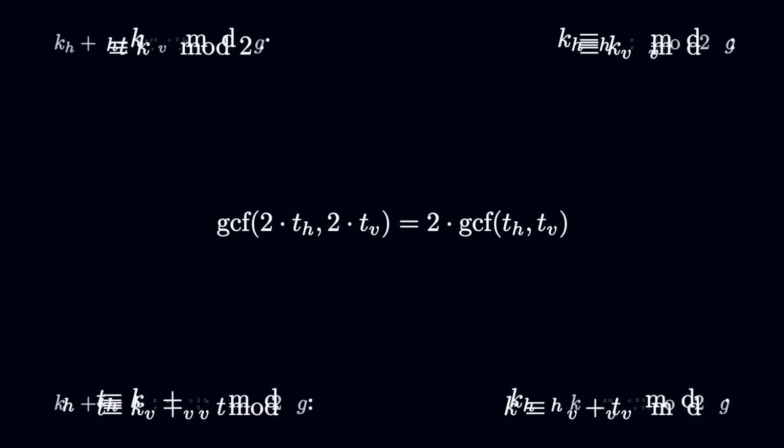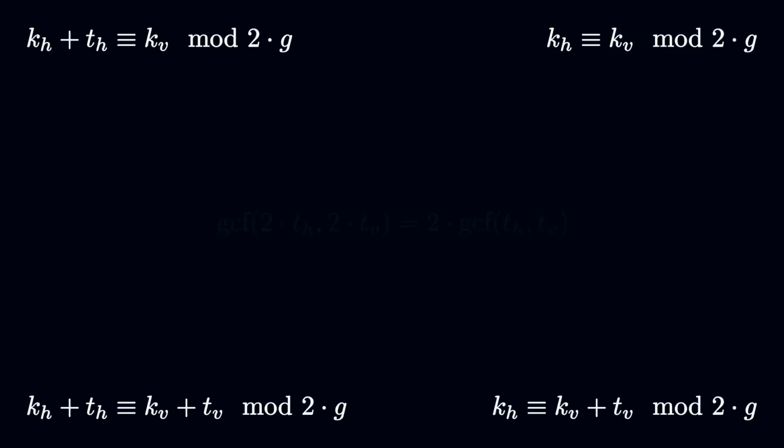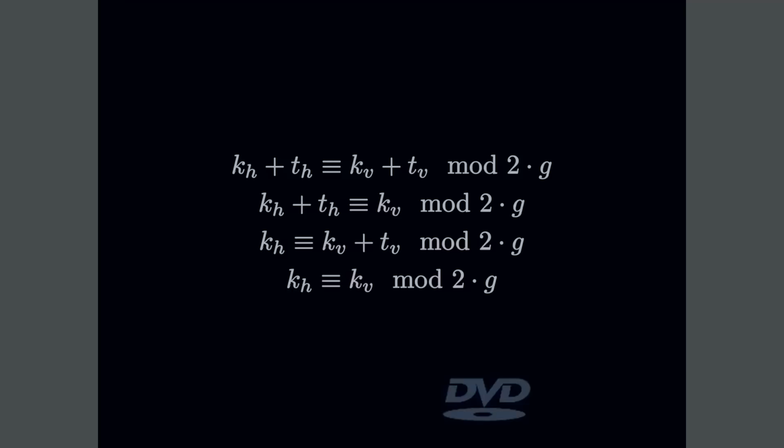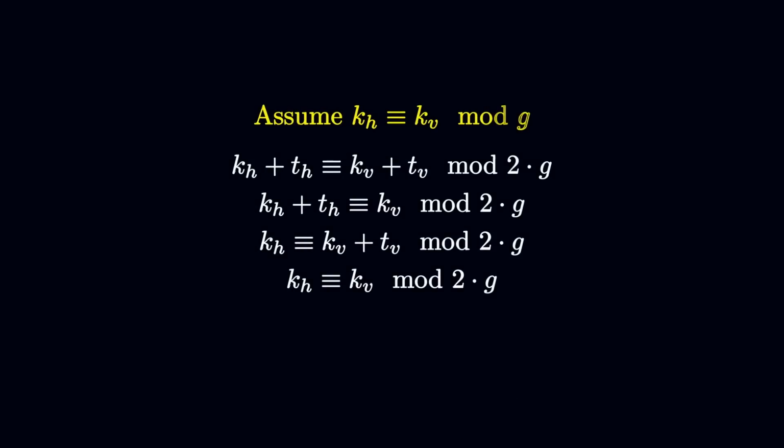If our theory is correct, then if we assume at least one of these equations is true, then exactly 2 will be true. Any more would mean that we hit more than 2 corners. If only 1 can be true, then we know we're wrong and we can hit only 1 corner. We already know from before that if kh is congruent to kv mod g, then the logo will hit at least 1 corner. So let's keep that in mind as an underlying assumption.